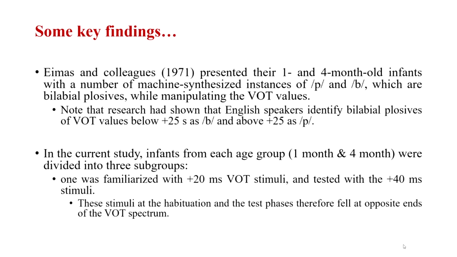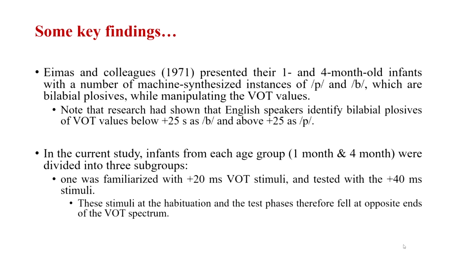Research has shown that English speakers can identify bilabial plosives with VOT values below plus 25 milliseconds as b, and above 25 milliseconds as pa. One of the things we need to remember is that VOT values can be negative, zero, or positive. A negative VOT value means that the vibration starts even before the sound is uttered. Zero means that the vibration of the vocal cords starts simultaneously with the sound, and plus 5, 10, 25 milliseconds means that the vibration happens after that many milliseconds after the sound is uttered.